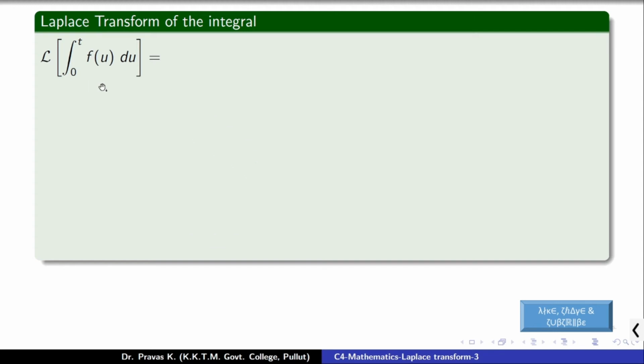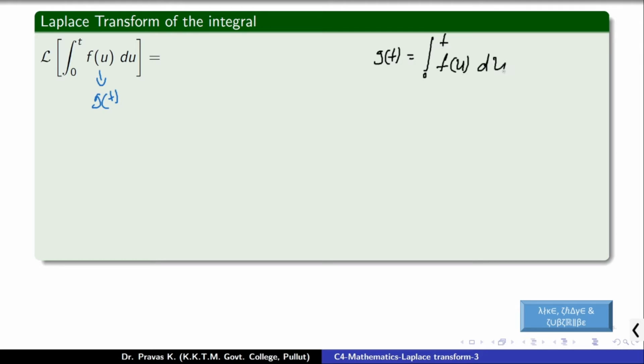Hello, welcome to the video on Laplace transform of an integral. Here we need to calculate L of the integral from 0 to t of f of t dt. Let us call g of t equal to the integral from 0 to t of f of t dt. Here what we do is we take g dash of t.